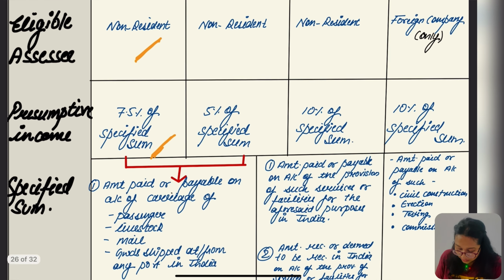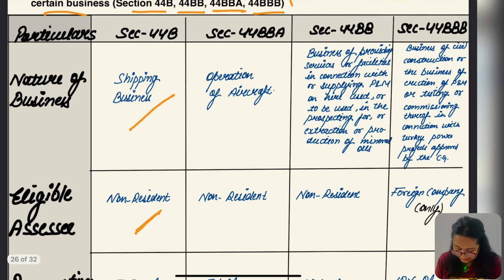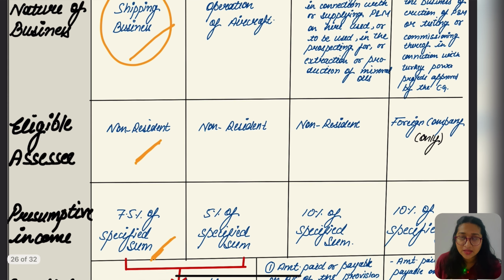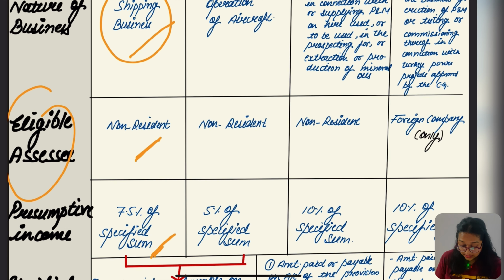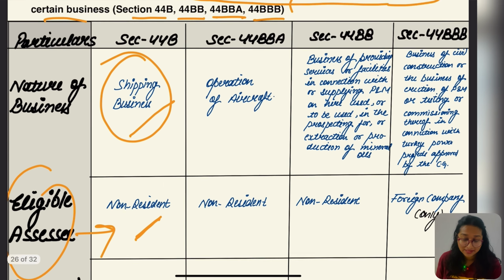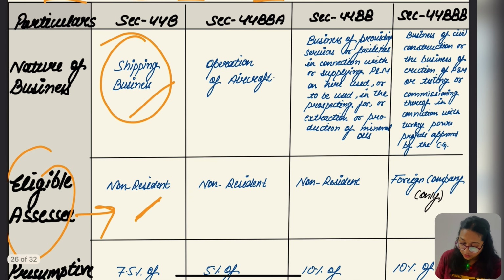Let's go for the other part, then I'll cover the last point, which would be similar for both of the sections. Section 44B is of the shipping business, so the nature of business is shipping business under section 44B, the eligible SSE is going to be the non-resident, and the presumptive income is going to be 7.5% of the specified sum. Hope this was clear to you.